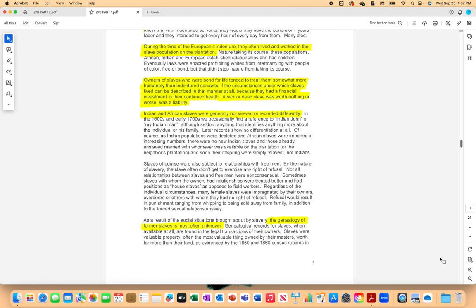Indian and African slaves were generally not viewed or recorded differently. The genealogy of former slaves is most often unknown. Why is that? The genealogy of former workers, of former laborers, of former employees is most often unknown.